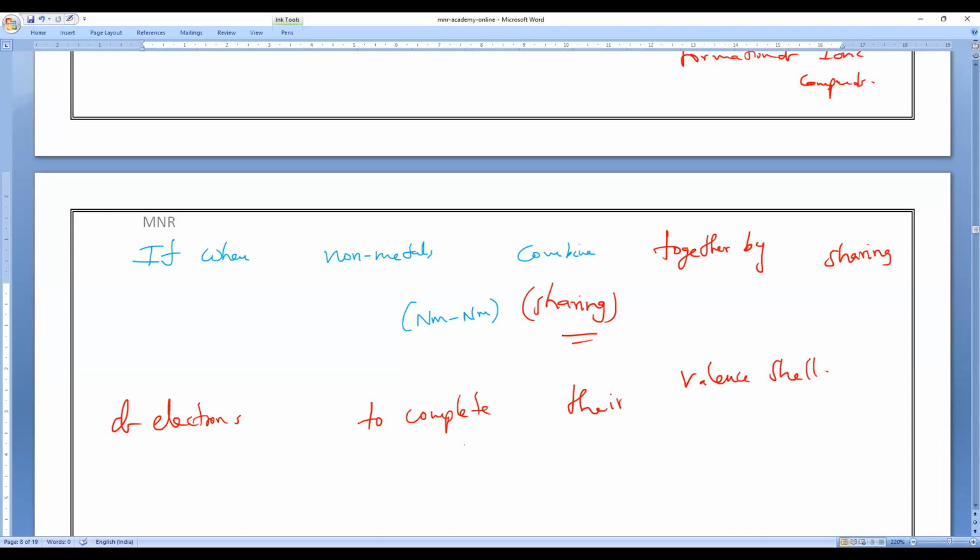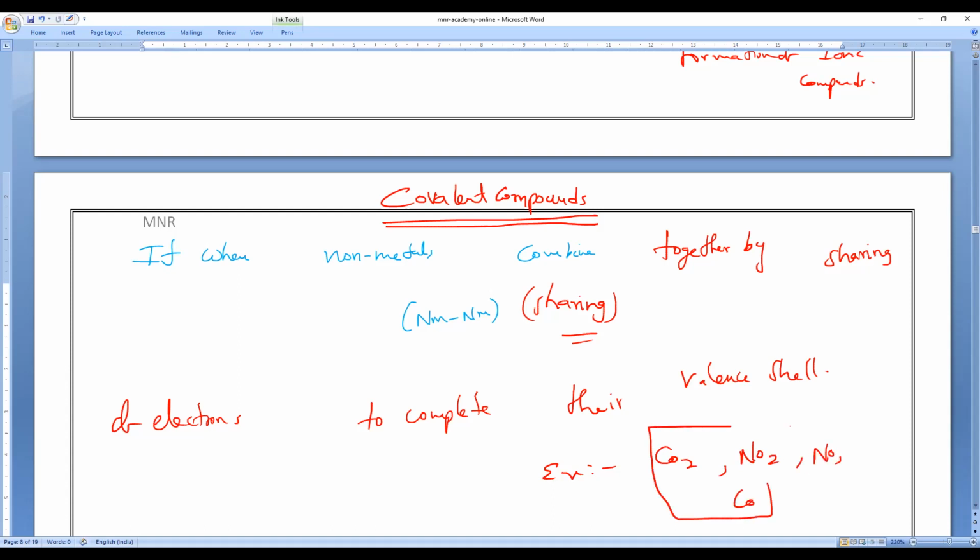So that will always lead to the formation of what compounds? Non-metal and non-metal. I already taught you many times. Covalent compounds. Understood? For example, carbon dioxide, nitrogen dioxide, nitrogen monoxide, carbon monoxide. These all are by no donating, no receiving, only by sharing of electrons. That is what you have to remember.